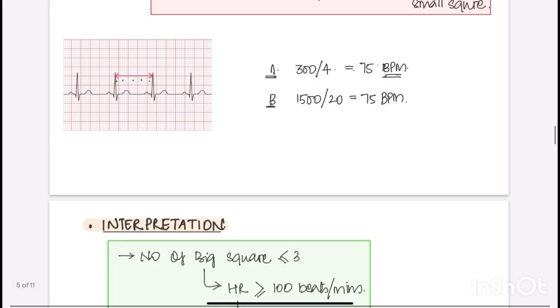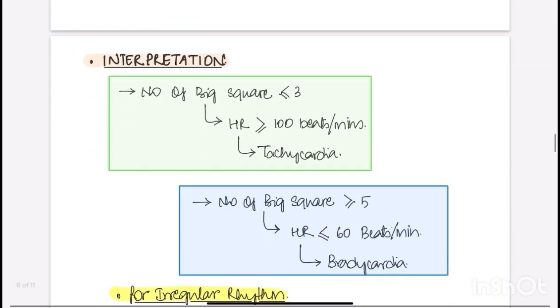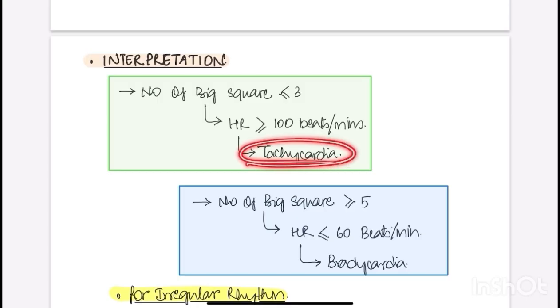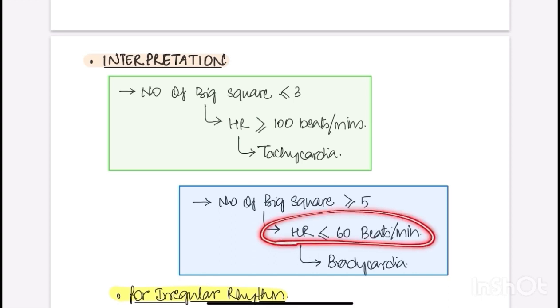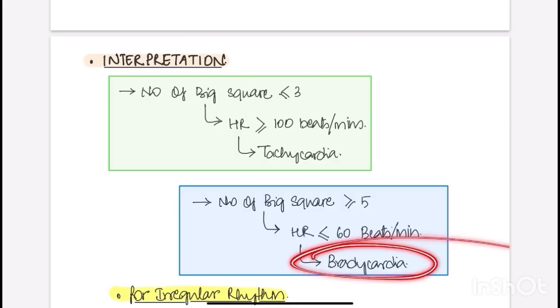Now we move to interpretation. If the number of big squares is less than or equal to 3, then that means the heart rate is more than or equal to 100 beats per minute. That means it is sinus tachycardia. If the number of big squares is more than or equal to 5, then that means the heart rate is 60 or below. That means the heart is in bradycardia.